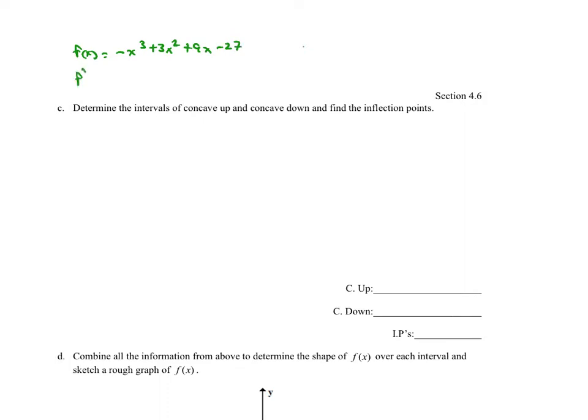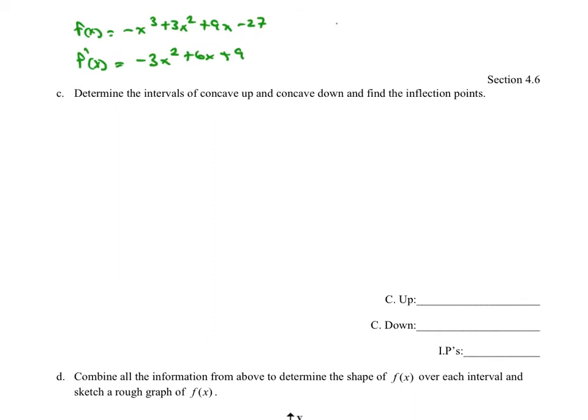I also wanted to remind you we already found the derivative being negative 3x squared plus 6x plus 9. That was the non-factored version, which is fine because that's what I want to use to find the second derivative. So part C again says determine the intervals of concave up, concave down, and find the inflection points. So the way I'm going to do that is I'm going to analyze the second derivative.